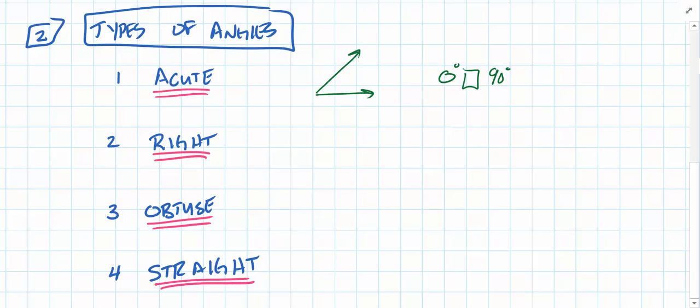What about a right angle? What's that look like? Just 90 degrees, looks just like this, right? And the way that we denote 90 degrees is by that little box, right? That box is 90 degrees.